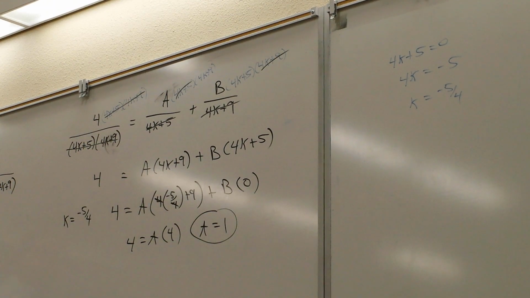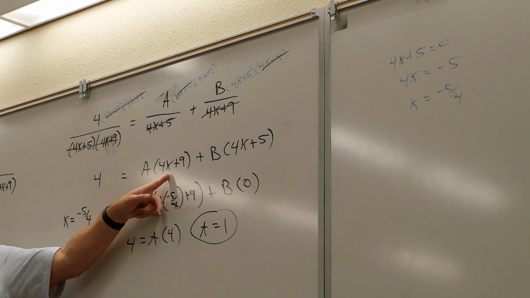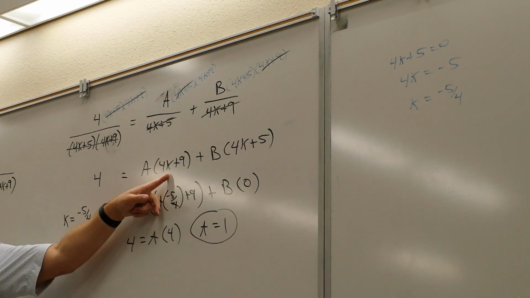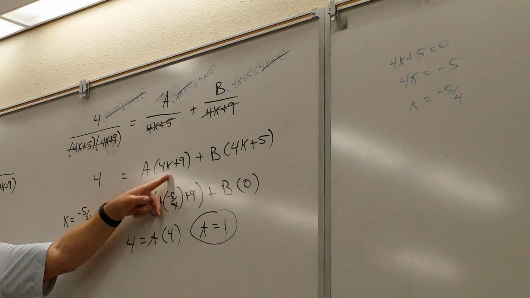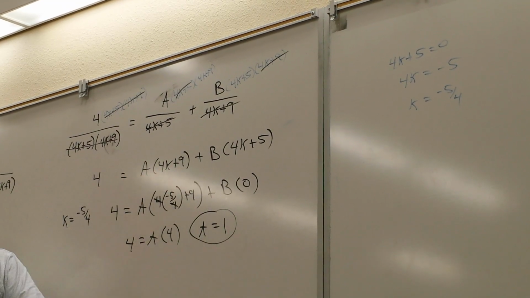Now, we need a value of k that makes this 0. Anybody know what it's going to be? It's going to be -9/4. Just in your head, set that equal to 0. Subtract 9, divide by 4, and you got -9/4.